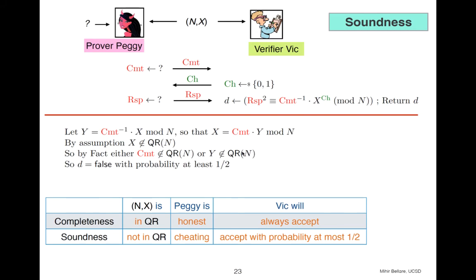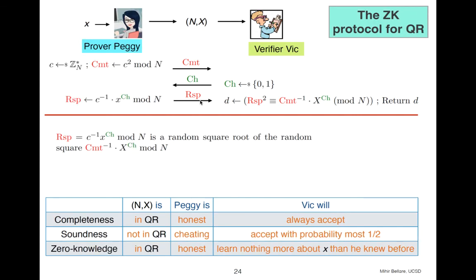But this is why Peggy is stuck. What happens is at the point that this has been sent, if you look at this object here, either for challenge equals 0 or challenge equals 1, this object is simply not a quadratic residue. And if that happens, she has no choice to make here that will convince Vic. So she would be stuck over there.